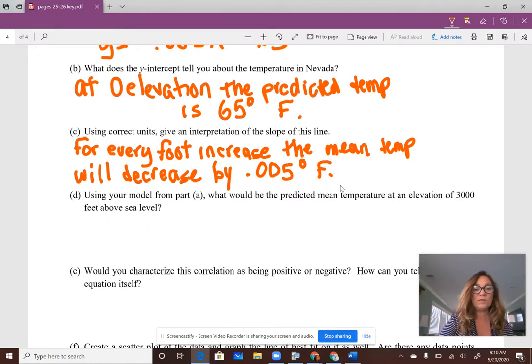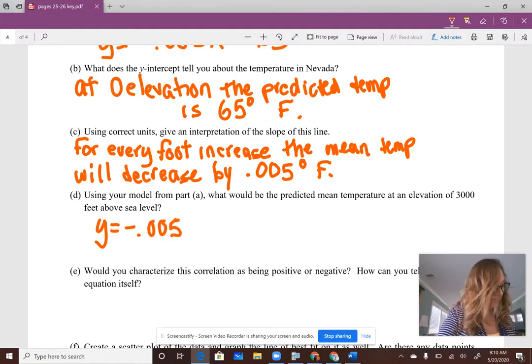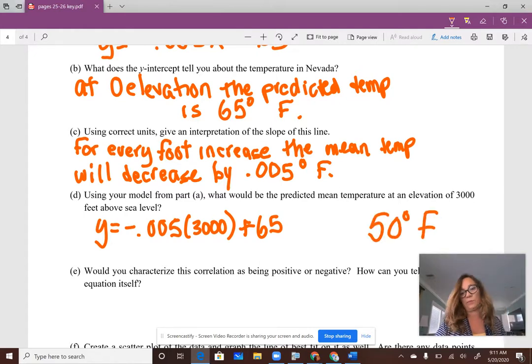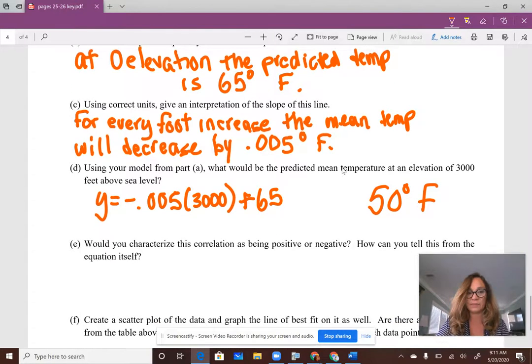Okay. Using your model from part A, what would be the predicted temperature at an elevation of 3,000 feet? So we're going to substitute. So basically x equals 3,000. So y equals negative 0.005, plug in a 3,000, plus 65. Okay, so that ends up being 50 degrees. And it's Fahrenheit, so you really should put the F. It's just good practice to label things.